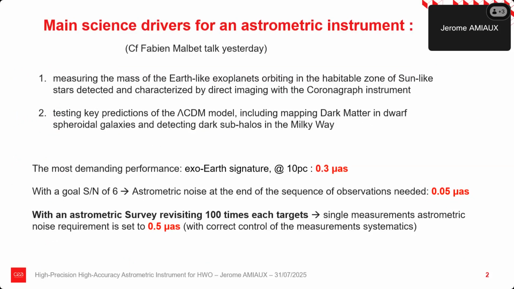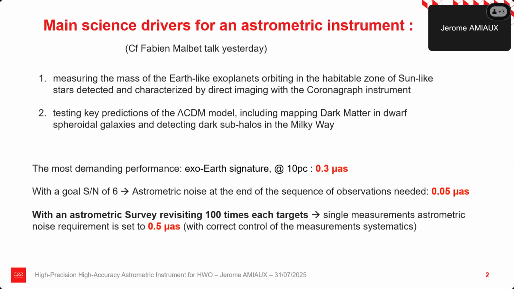Okay, so I'm not going to come back on the importance of the astrometry to determine the mass of exoplanet for HWO that has been presented by Fabien yesterday. I'm just going to highlight the driving number and the science case that we use for designing the instrument, which is detection of exo-Earth astrometric signal at 10 parsec. So this is this 0.3 microarcsecond signal, and with an assumption of signal to noise ratio detection of 6, then the astrometric noise at the end of mission that is allocated is 0.05 microarcsecond.